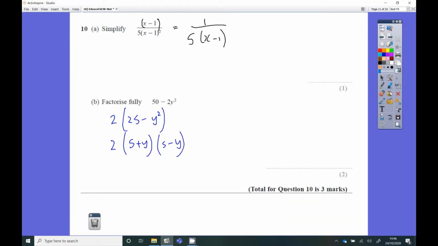Because if you were to multiply out that pair of brackets, you'd have 5 5s are 25, 5 times the minus y is minus 5y, y times 5 is plus 5y, so those two middle terms cancel out, and then plus y times minus y would give you the minus y squared.